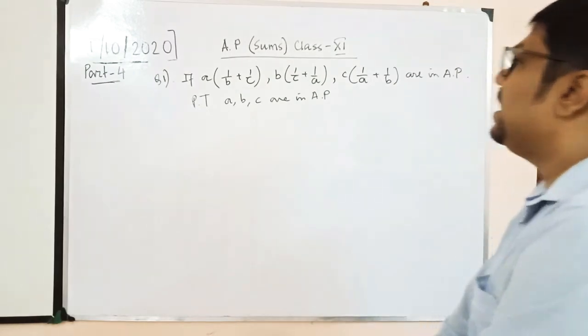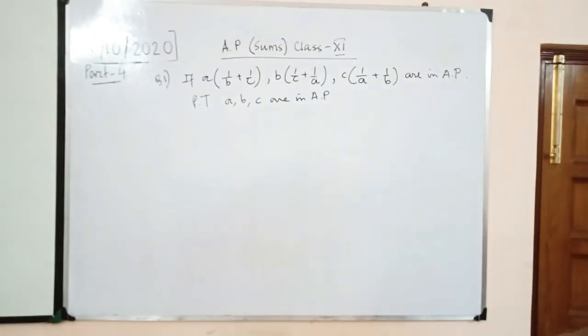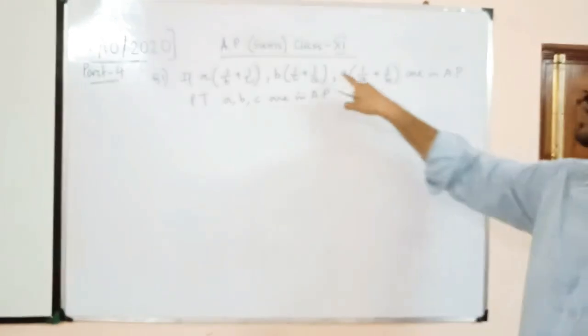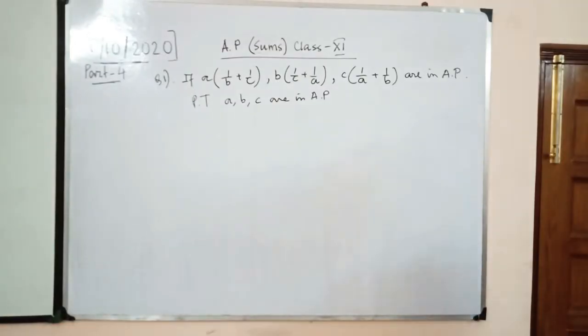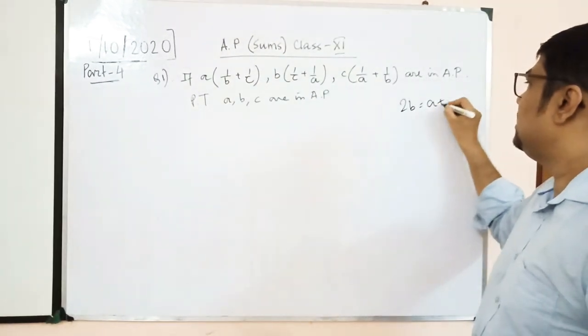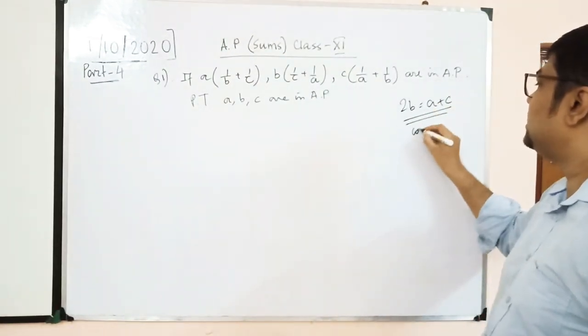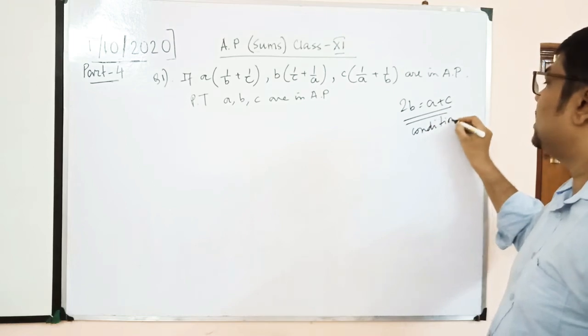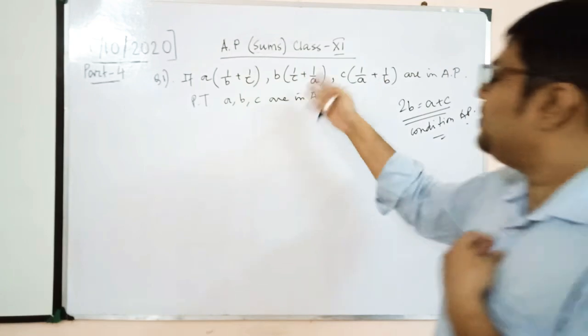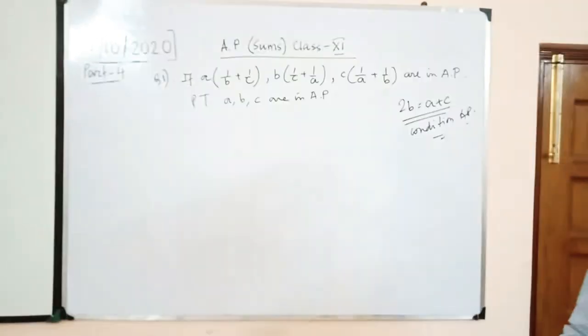So here, if A into 1 by B plus 1 by C, B into 1 by C plus 1 by A, C into 1 by A plus 1 by B are in AP, you have to prove A, B, C are in AP. Normally what we do, if we can prove that 2B equals A plus C, this is the condition for AP. So normally if you can simplify and show this happening, it proves that A, B, C are in AP.